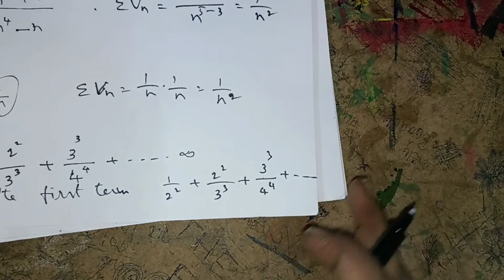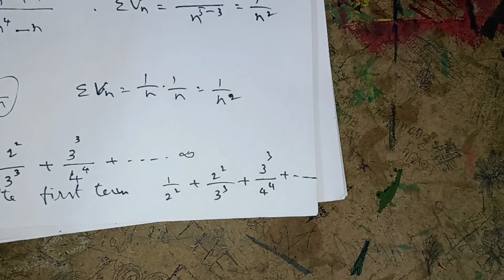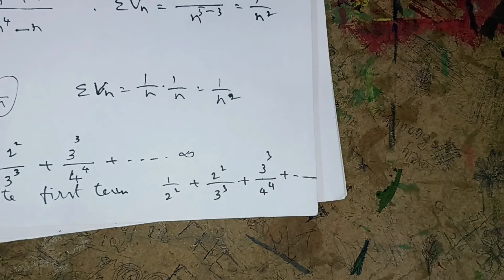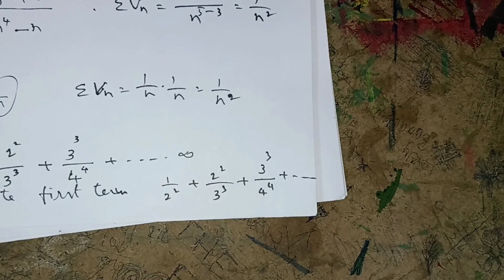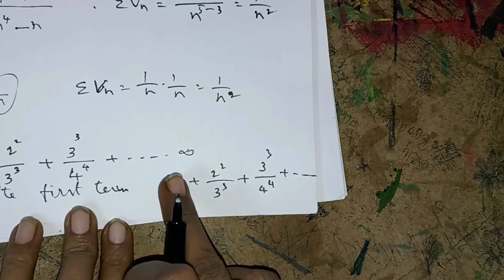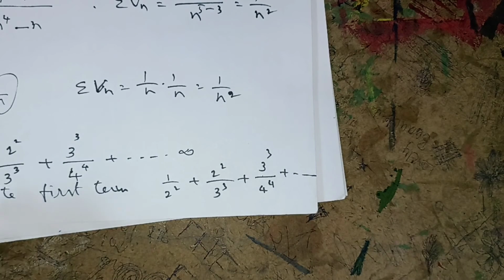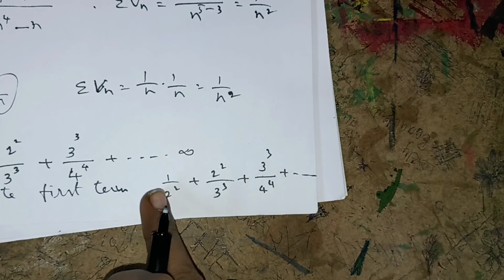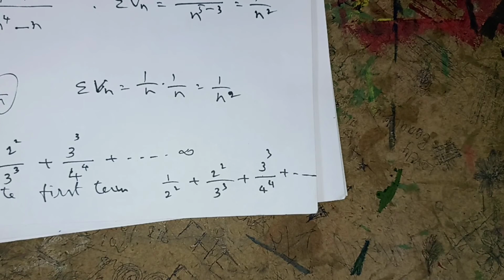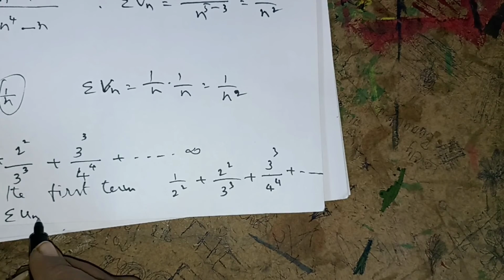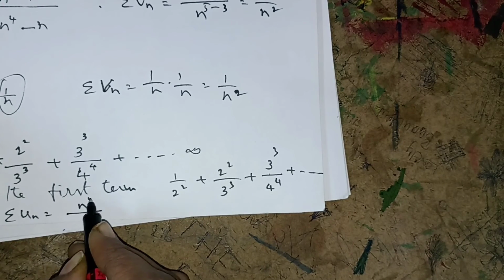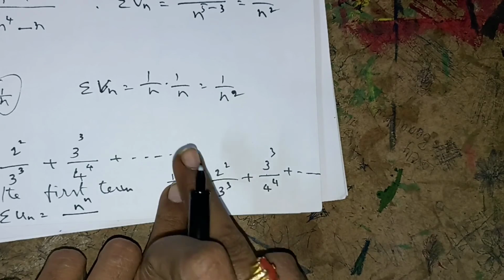If you observe the numerators, they are 1 square, 2 square, 3 square. That means 1, 2, 3. 1, 2, 3 means the nth term is n. In the power also 1, 2, 3 is there. 1 means 1 to the power of 1, and 1 to the power of 1 is 1 only. Powers 1, 2, 3. Therefore, you will get the nth term n.